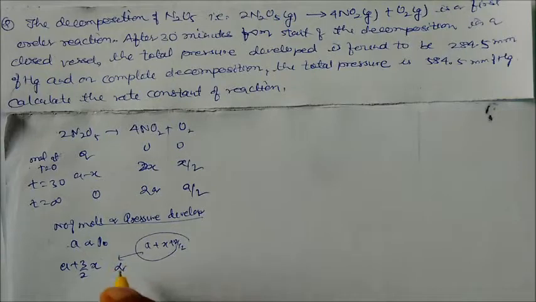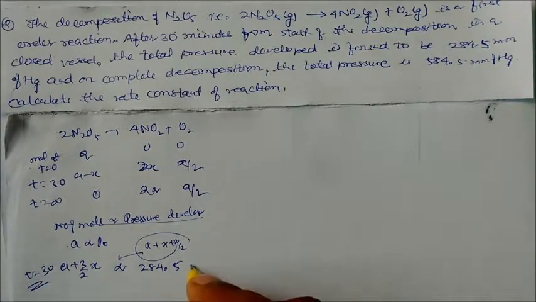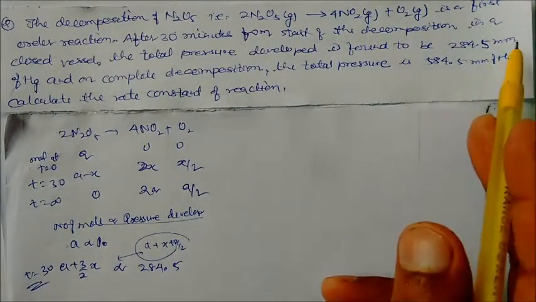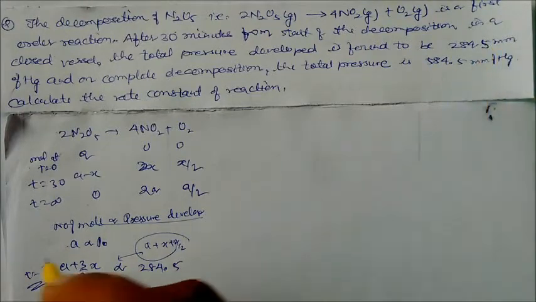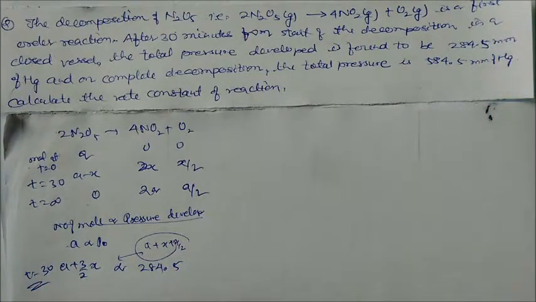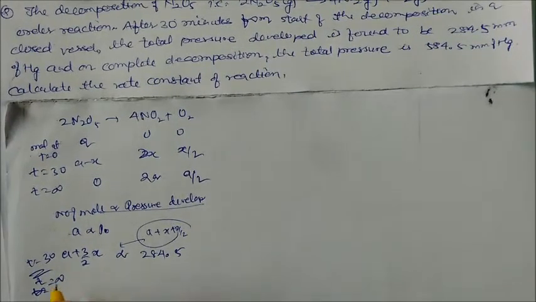This is proportional to how much? So 284.5. So this is equal to t equal to 30. This is given here, 284.5. So only this place is given here. So we can write again, if you take t equal to infinity, so in this case what will happen? Again 5a by 2. So this you will take 5a by 2 is proportional to 584.5 by 5. So this is given here into 2.